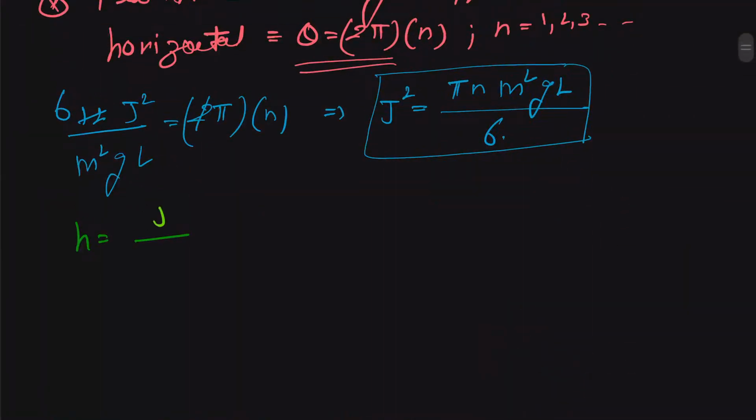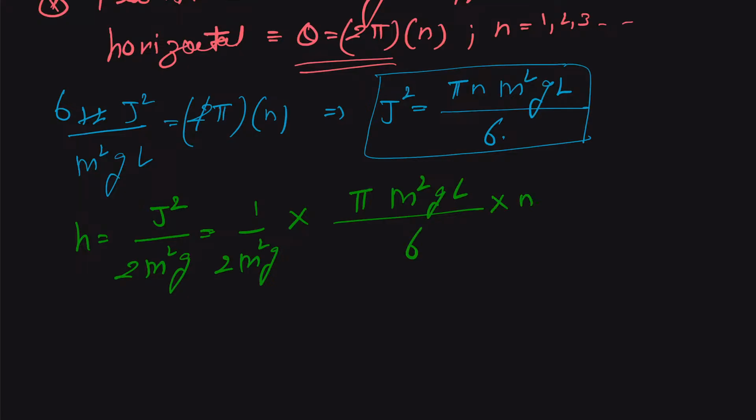So this is our J square upon 2 m square g. We substitute the value of J square, and this comes as 1 upon m square g times pi m square gL upon 6 multiplied by n. And here m square, g and g cancel out, and this will be coming as pi L divided by 12 multiplied by our n.